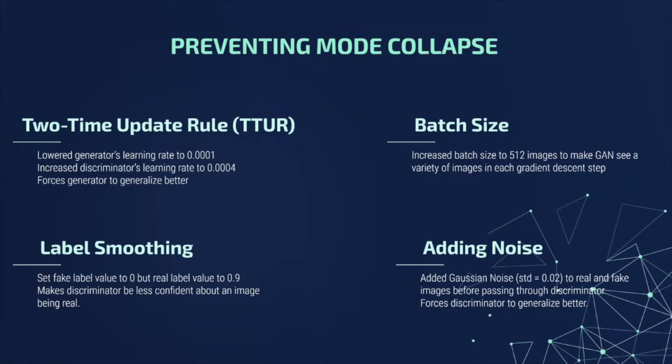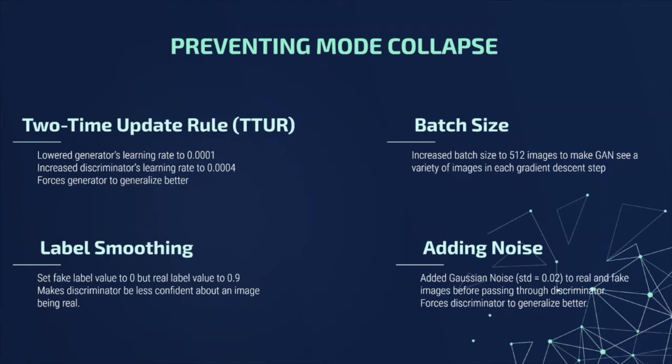Mode collapse happens when the generator relies too heavily on one strategy to fool the discriminator, and it ends up generating images that all look the same, which we don't want. So we used a number of strategies to mitigate this, one of them being the two-time update rule. We lowered our generator's learning rate and increased our discriminator's learning rate to force our generator to generalize better.